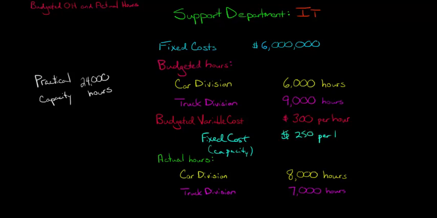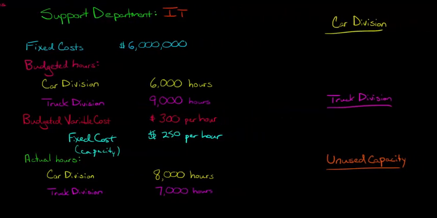So when we go to allocate the cost to the car division, for example, what we'll do is we'll take the actual hours of 8,000, and then we'll allocate that based on this budgeted variable cost of $300 per hour, and then the fixed cost based on $250 per hour that was computed based on the overall capacity. I'm going to explain why we're doing that in a minute and the importance, but let's just go ahead and calculate this out. So now we've got our $250 per hour that we calculate for the fixed cost based on capacity.